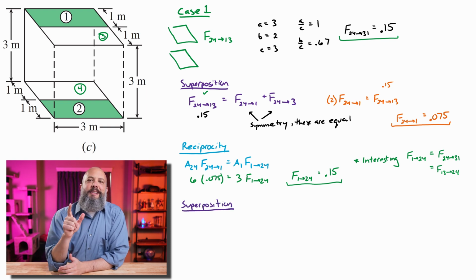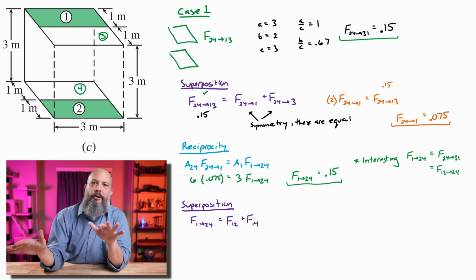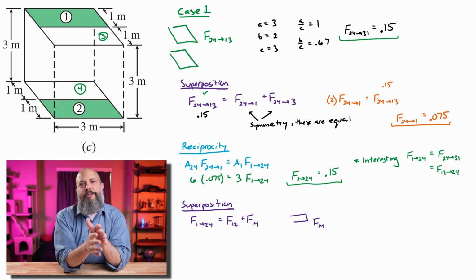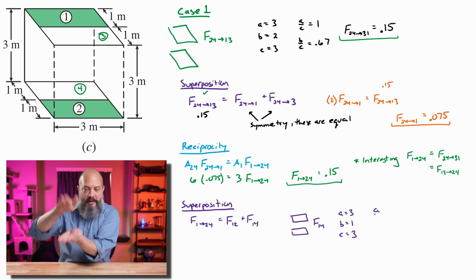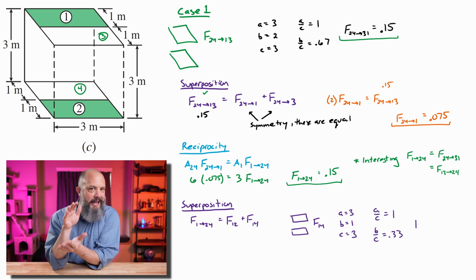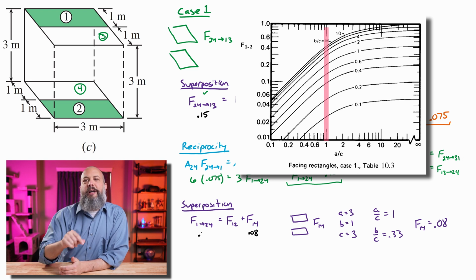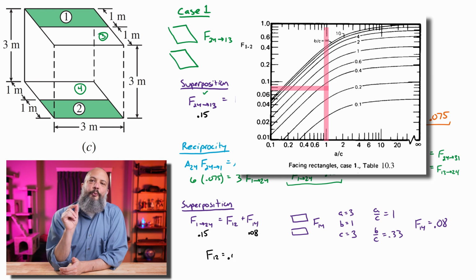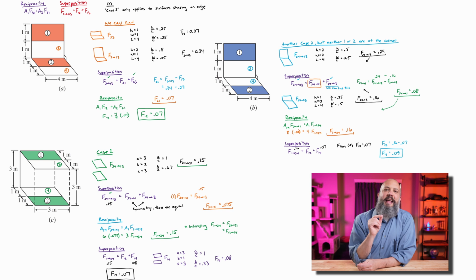Let's finish this up. So now that I have F1 to 2,4, I can use superposition to split up the 2,4. So F124 is equal to F12 plus F14. F14: these two surfaces are directly above each other and the same size and shape, so I can look this up in my table. A of 3, B of 1, C of 3, A over C is 1, B over C is 0.33. F14 is equal to 0.08. So put this in the subtraction, and my F12 value is 0.077.